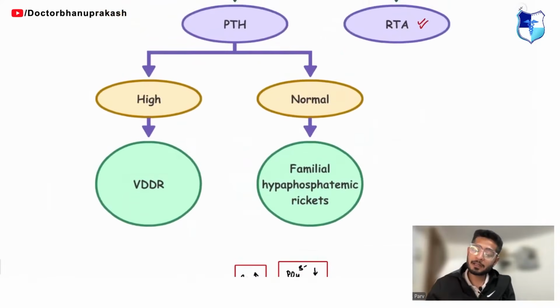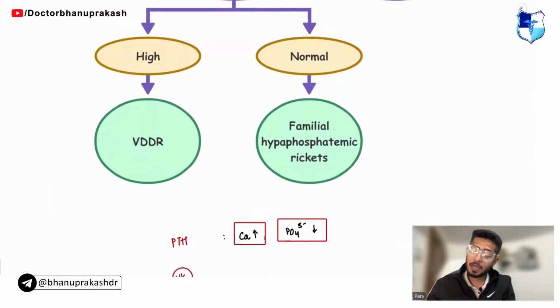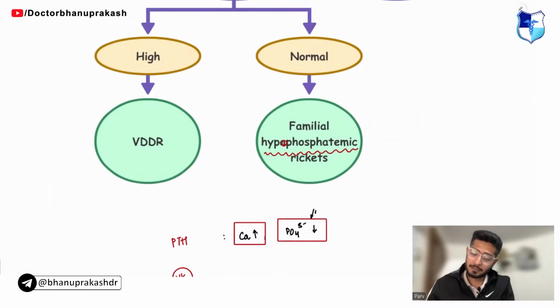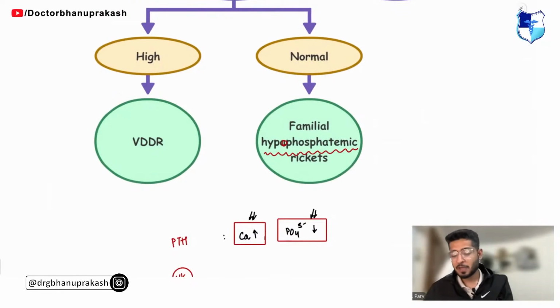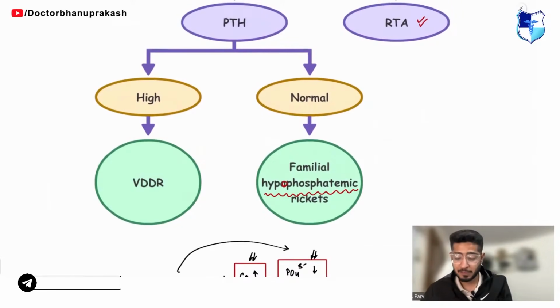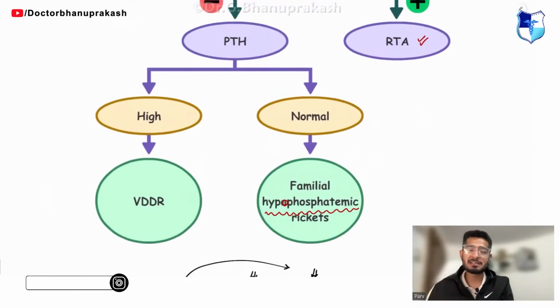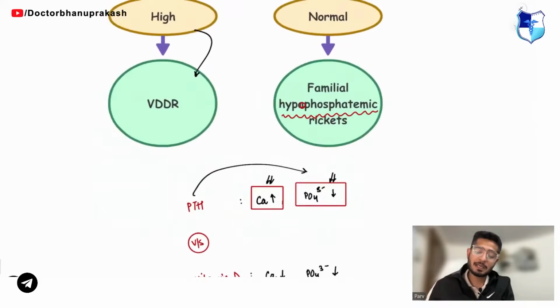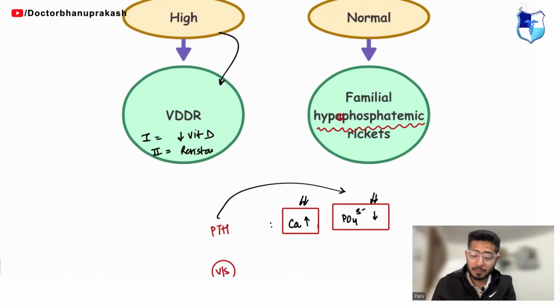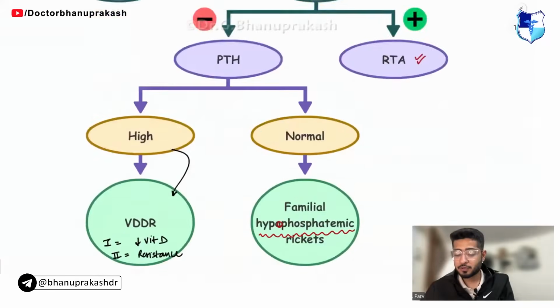So if the parathyroid levels are normal, there will be hypophosphatemia. Why? Because the function of parathyroid is decreasing the phosphates and increasing the calcium. So if the parathyroid is normal, the phosphate will be low, so this is familial hypophosphatemic rickets. But if the parathyroid levels are high, it is highly indicative of vitamin D dependent rickets. Vitamin D dependent rickets type 1 has a decrease in vitamin D, and type 2 has a resistance to the vitamin D receptors. So this is how you are supposed to take care.